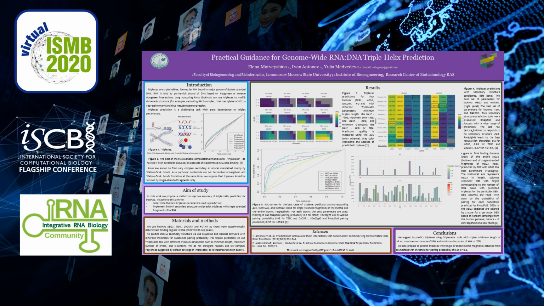I work at the Institute of Bioengineering, and I would like to present my research titled Practical Guidance for Genome-Wide RNA-DNA Triple Helix Prediction. Triplexes are triple helixes formed by RNA and DNA duplex, with Hoogsteen or reverse Hoogsteen interaction. Triplexes can be used by long non-coding RNAs to regulate gene expression. So it's interesting to predict triplexes.